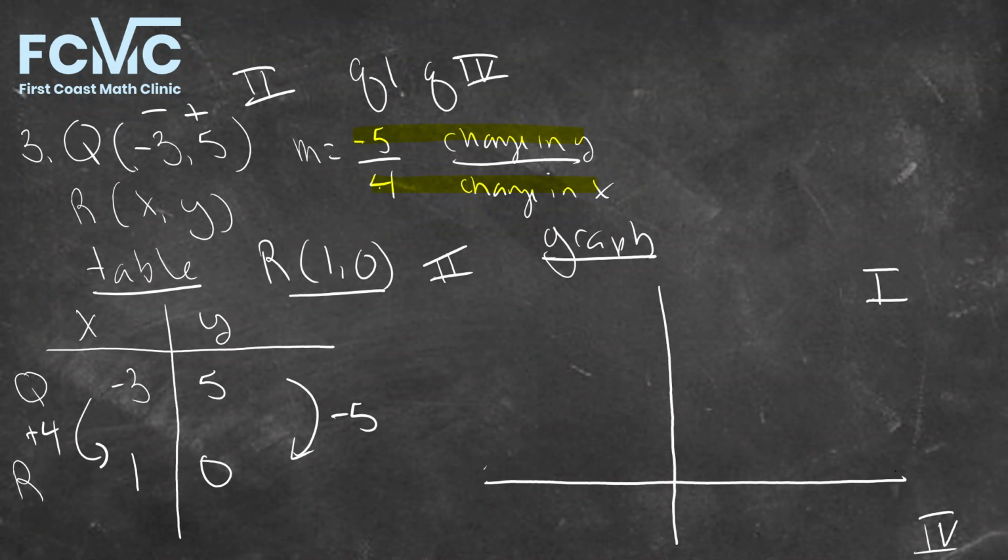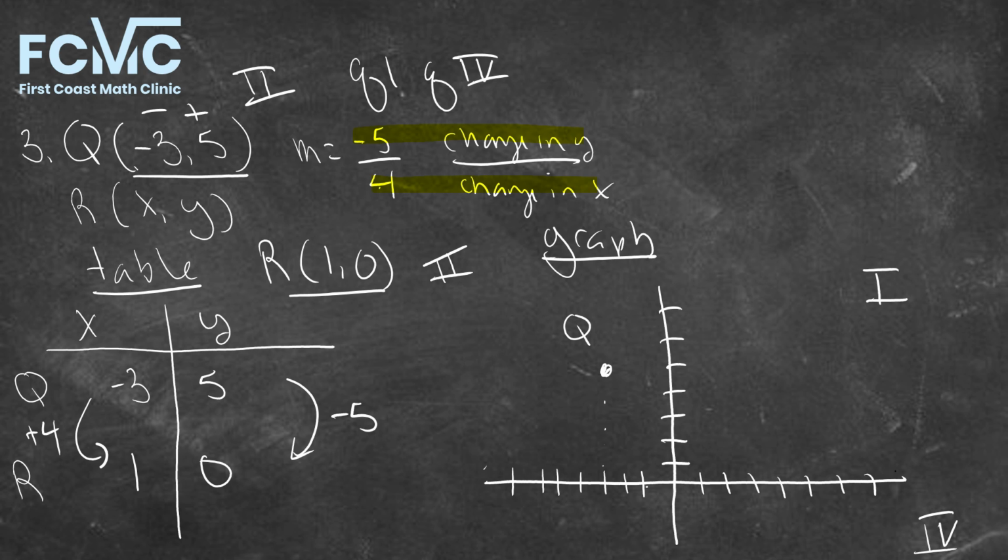So let's plot our point and get our increments in there. So we'll do 1, 2, 3, 4, 5, 6, 7, negative 1, negative 2, negative 3, negative 4, negative 5, negative 6, negative 7, 2, 3. Okay. All right, so let's plot our point Q, which is negative 3, 5. So 1, 2, 3, negative 3, 1, 2, 3, 4, 5. So that's our point Q.